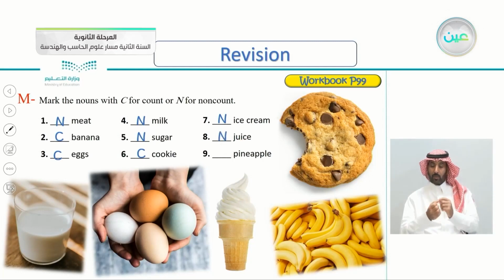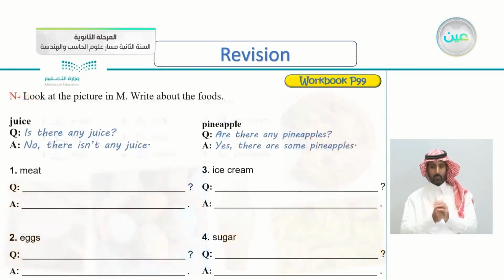What about juice? Juice, of course, you can't count it, just like the milk. All liquids, you can't count them, but you can count the container they're put in, a glass, and so on. What about the final one? Pineapple. So pineapple is, of course, countable. One pineapple, two pineapples, and so on.